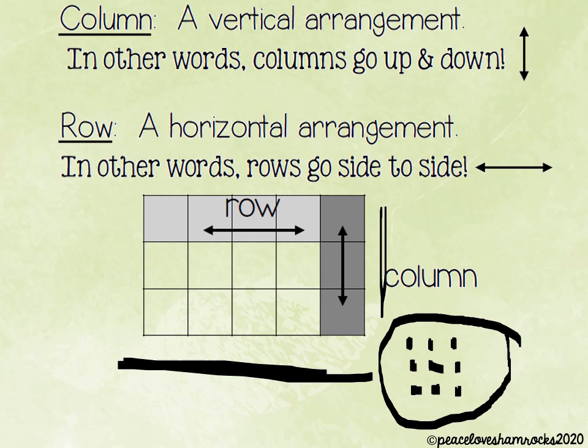Rows are horizontal, meaning that they go left and right, back and forth, and columns are vertical, meaning that they go up and down. You don't need to know horizontal and vertical, although those are the correct math words. Really, I just want you to focus on row and column and know that rows go left and right, columns go up and down. That's really the most important part.